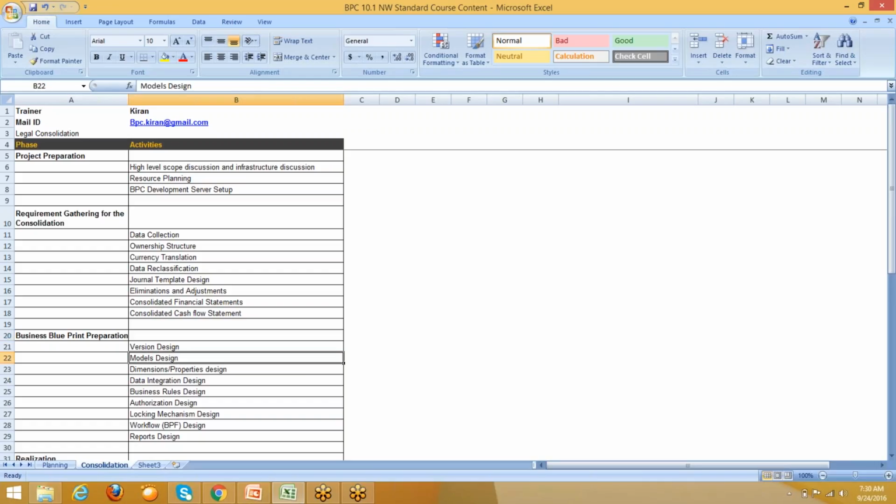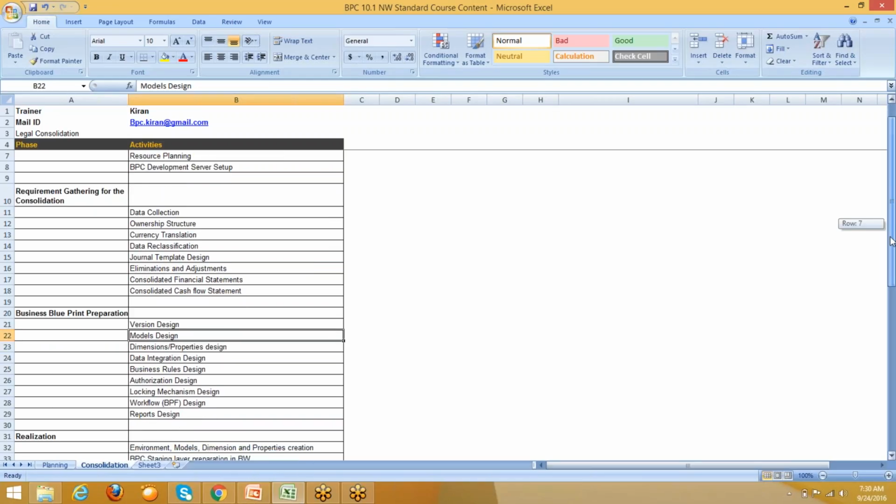Once you gather the requirement, you have to blueprint or prepare a solution for this particular requirement, whatever consolidation requirement. Version design, it is only actual version, so you can remove this particular area. Sometimes the customer might say, I want legal consolidation plus I want to consolidate the plan data, planning consolidation. At that time, you will have two versions, actual versus budget.